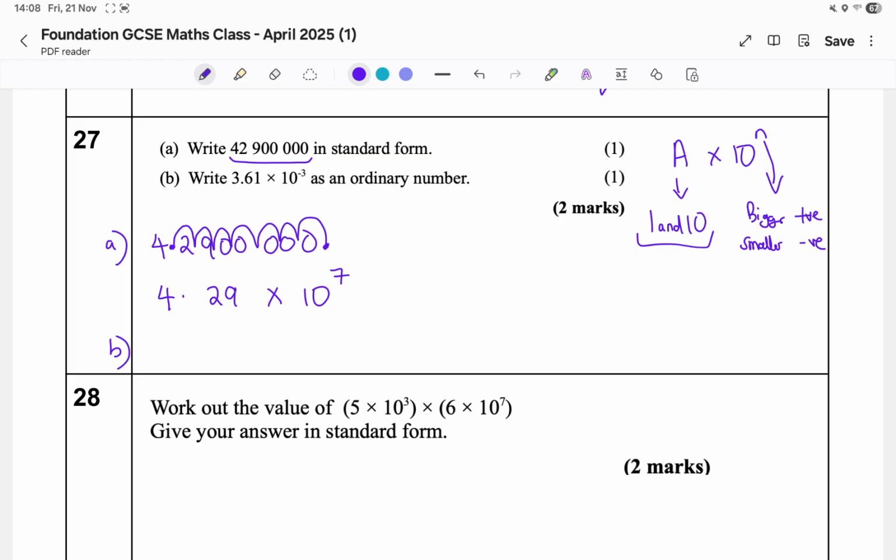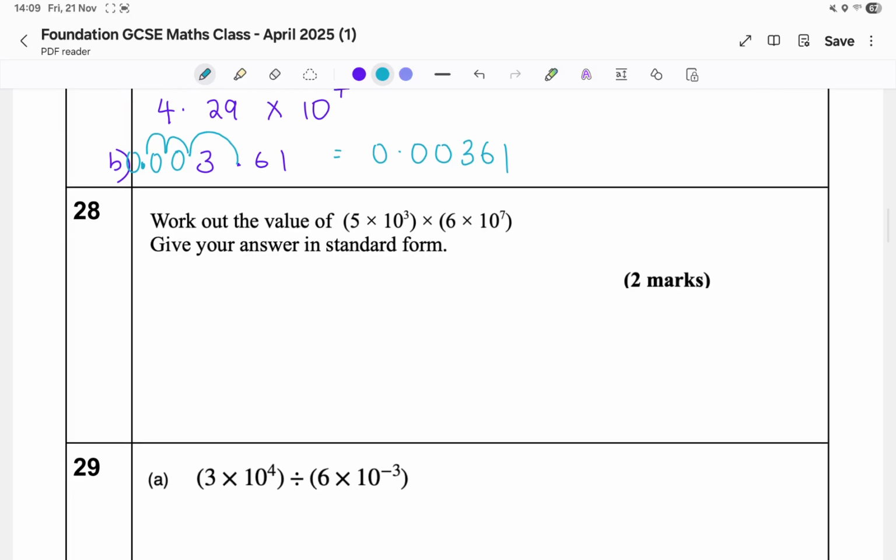So 3.61, because it's negative, the decimal point is going to move to the left. So it's going to move 3 places to the left. 1, 2, 3. So it's going to go here. I'm going to replace the gaps with zeros. That becomes 0.00361. So if your power is negative, the decimal point moves to the left. If your power is positive, the decimal place moves to the right.